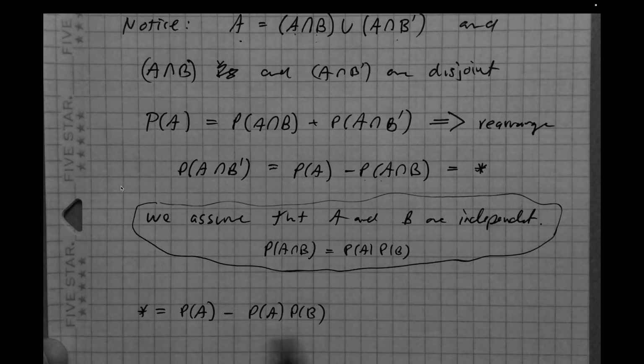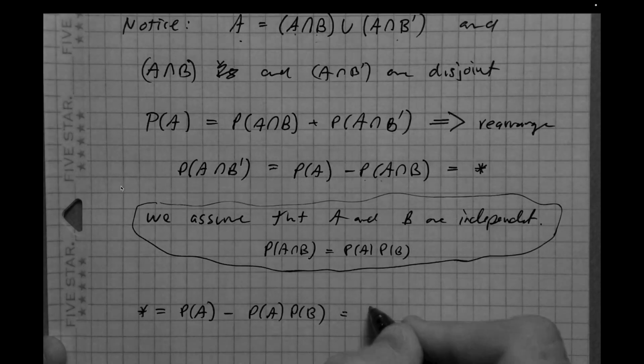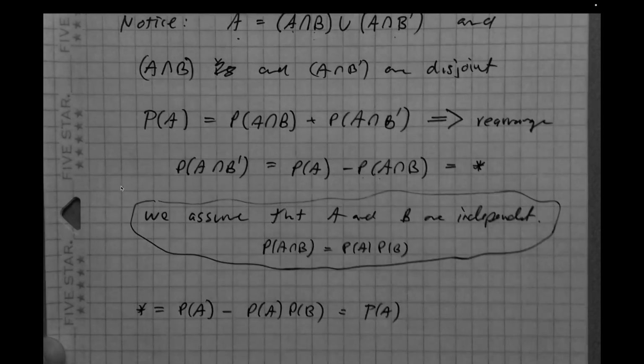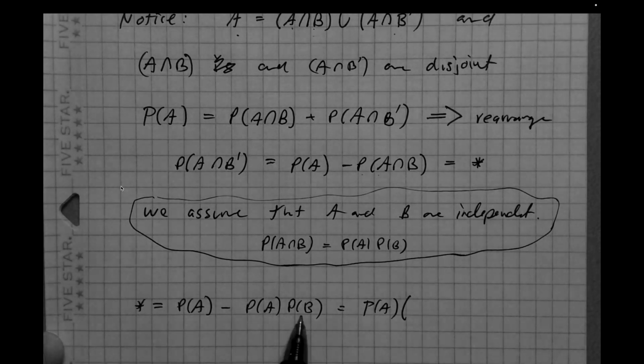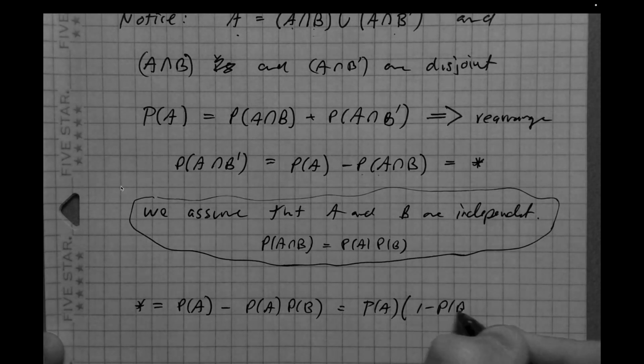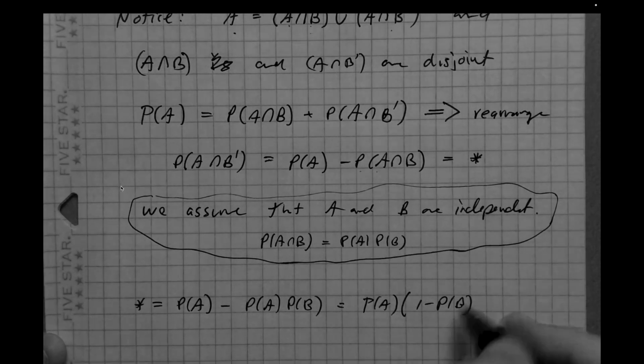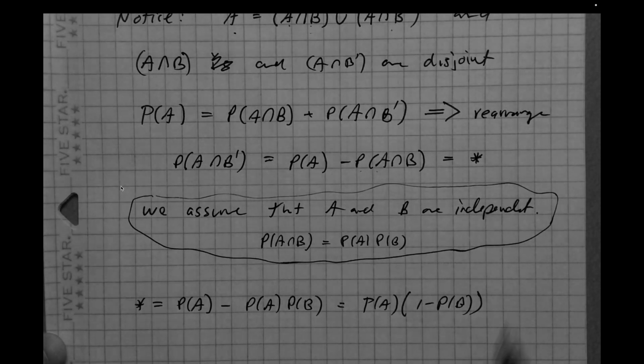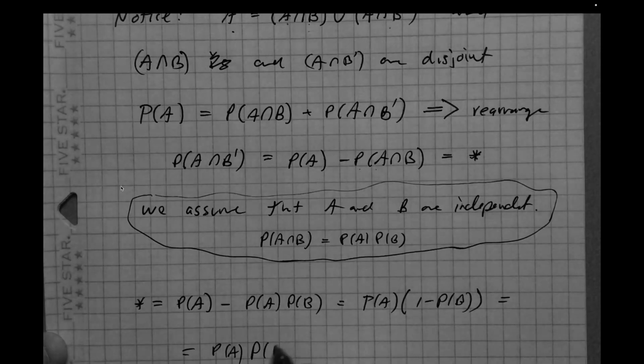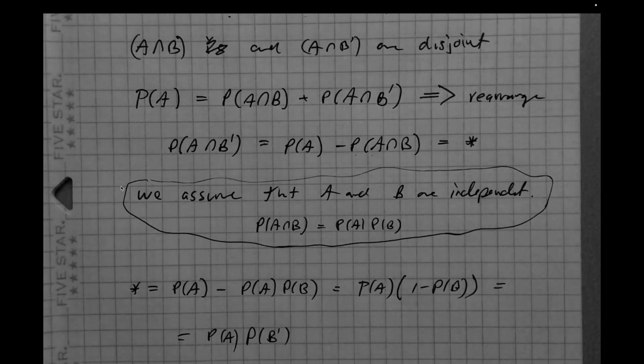You can look at this and say, I think we're probably going to factor out a probability of A, aren't we? Indeed, we are. We do that, and we're left with 1 minus the probability of B. Just some algebra there. And then we know 1 minus the probability of B is equal to the probability of not B.